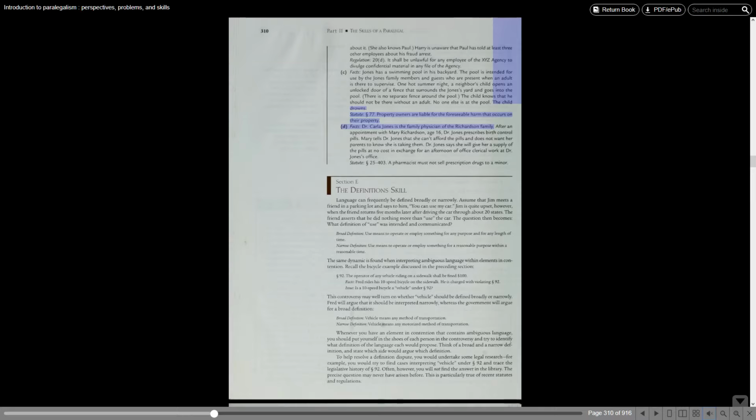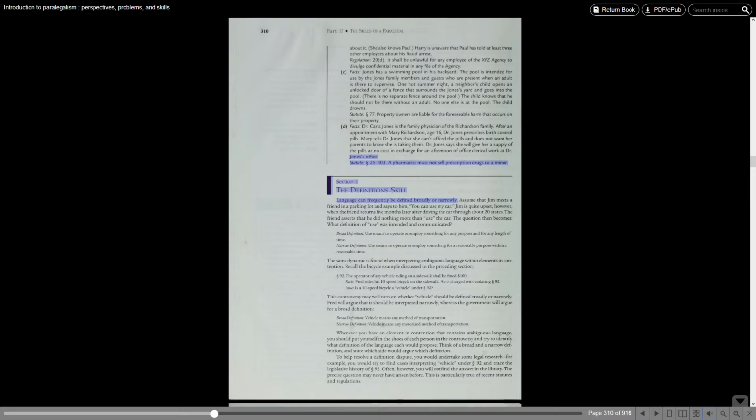D. Facts. Dr. Karya Jones is the family physician of the Richardson family. After an appointment with Mary Richardson, age 16, Dr. Jones prescribes birth control pills. Mary tells Dr. Jones that she can't afford the pills and does not want her parents to know she is taking them. Dr. Jones says she will give her a supply of the pills at no cost in exchange for an afternoon of office clerical work at Dr. Jones's office. Statute 25-403. A pharmacist must not sell prescription drugs to a minor.